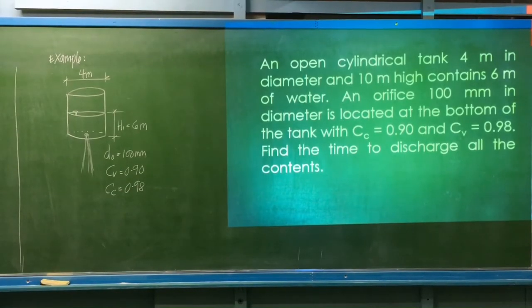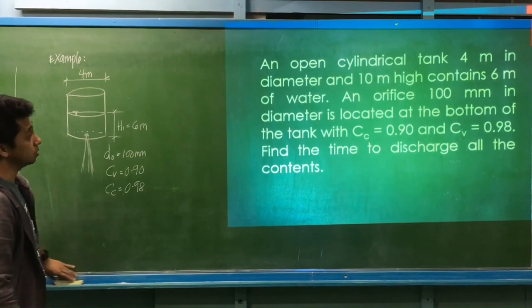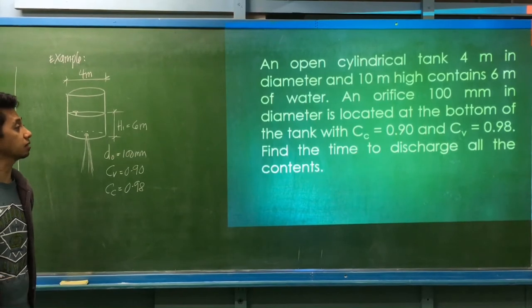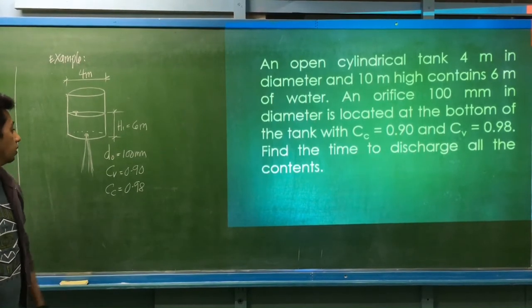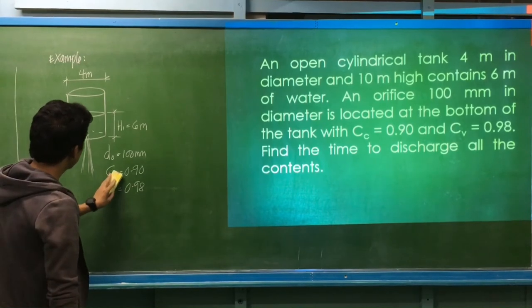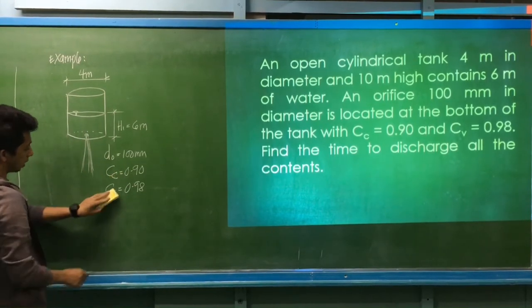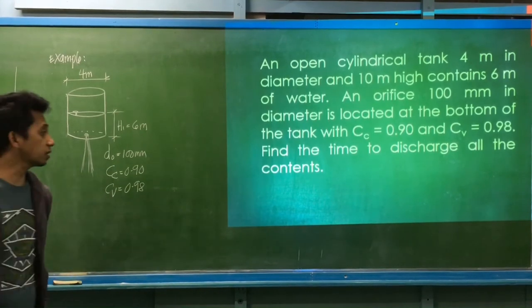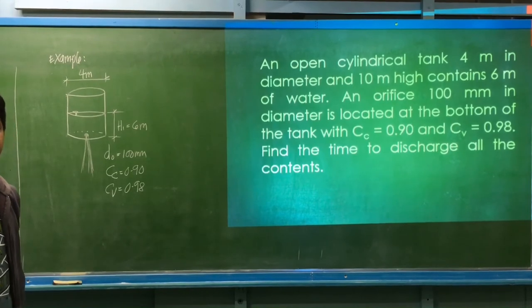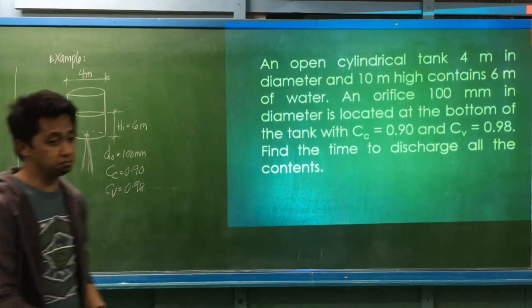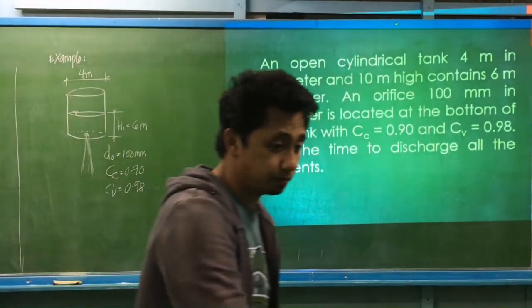Okay, so let's have an example under a falling head, unsubmerged condition. An open cylindrical tank 4 meters in diameter and 10 meters high contains 6 meters of water. An orifice 100 millimeters in diameter is located at the bottom of the tank with C sub C equal to 0.90 and C sub V equal to 0.98. Find the time to discharge all the content. So we just need the time for the 6 meters of water to be emptied.